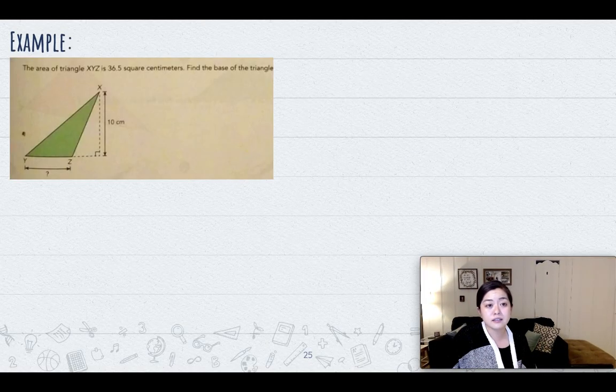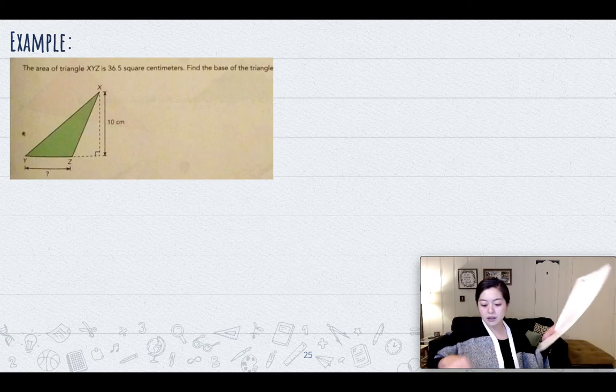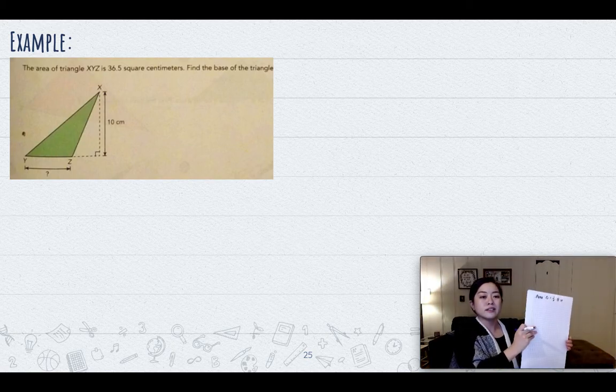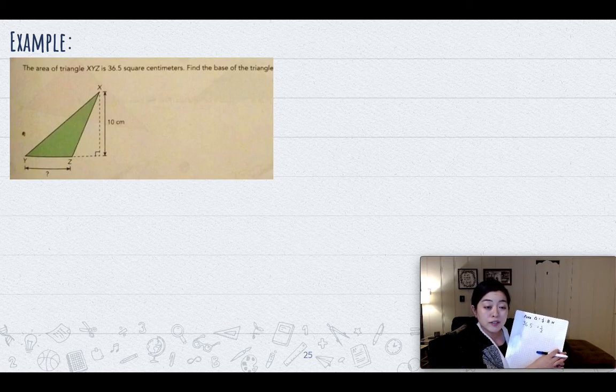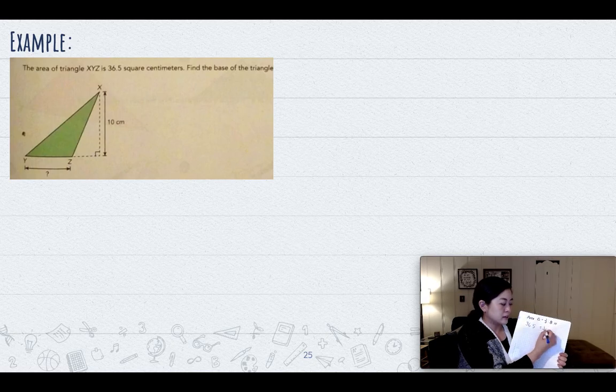So let's look at this example here, okay? In here, we're given the triangle XYZ where the area is 36.5 square centimeters. And then what are we given, the base or the height? Well, we're given the height in the picture, right? And the height is 10 centimeters, okay?